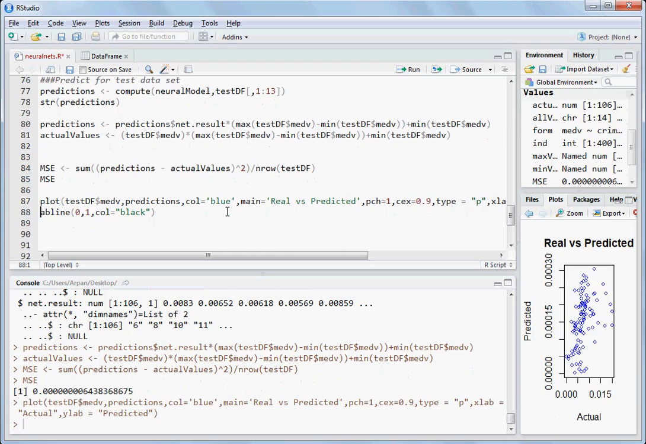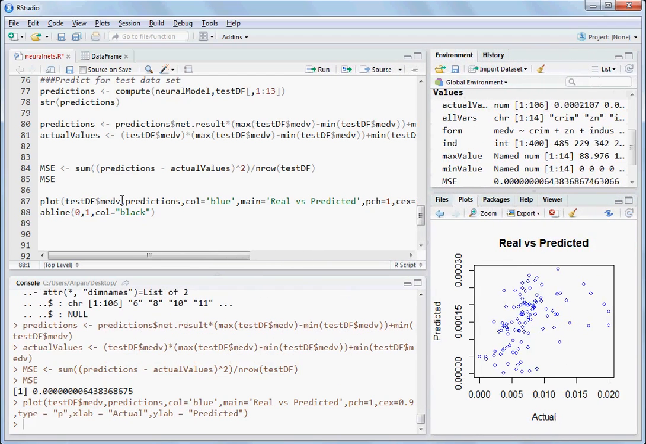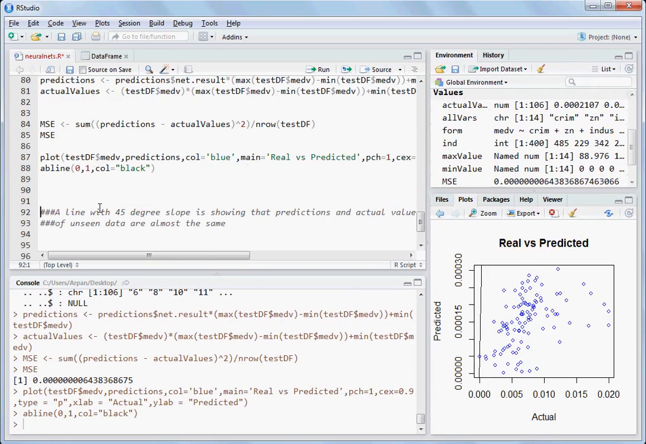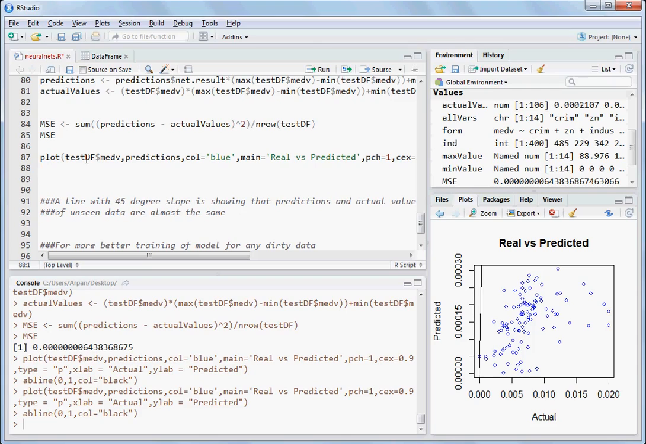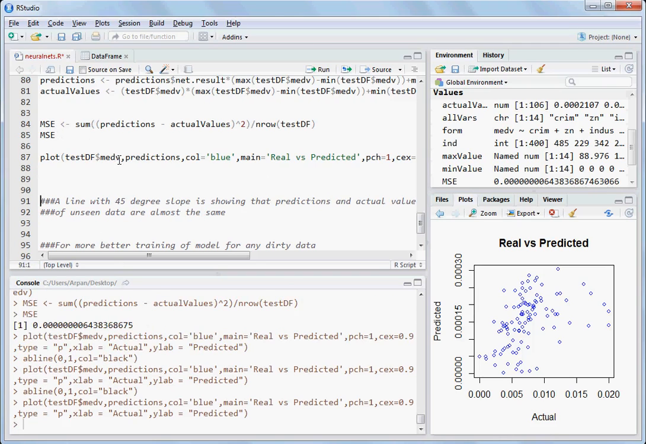Let's plot the actual values and the predicted values. You can plot them on the right hand side, the predicted and the actual values. No, we need not do it like that. So the mean squared error is there and you can just plot; you know how to use the plot function. Test data frame dollar medv is the actual values and these are the prediction values. You see the error between them is almost zero, and you can see that from the MSE too. Also in the diagram you can see that they follow a straight line of slope 1, that is a 45 degree line.